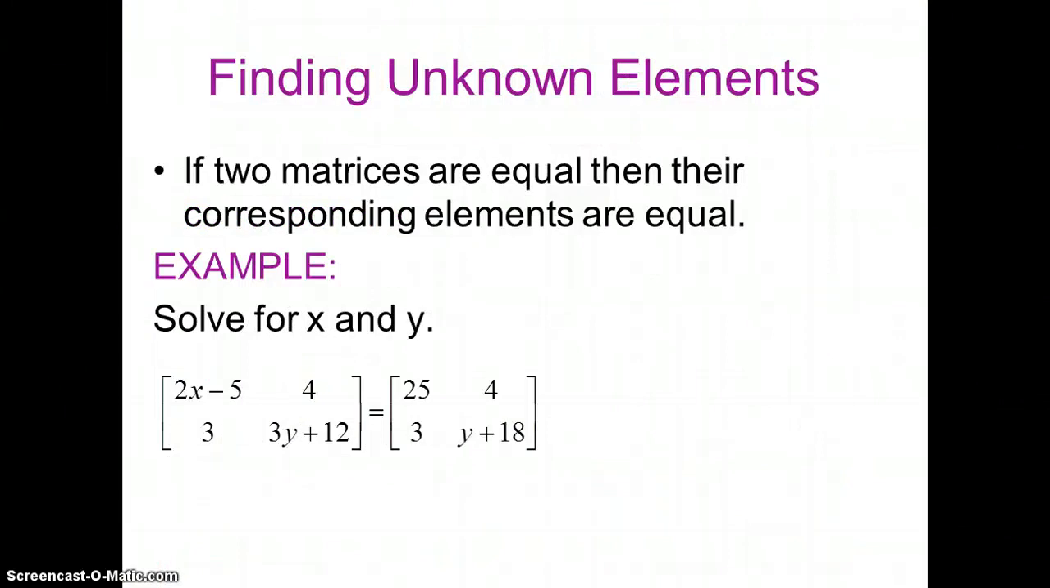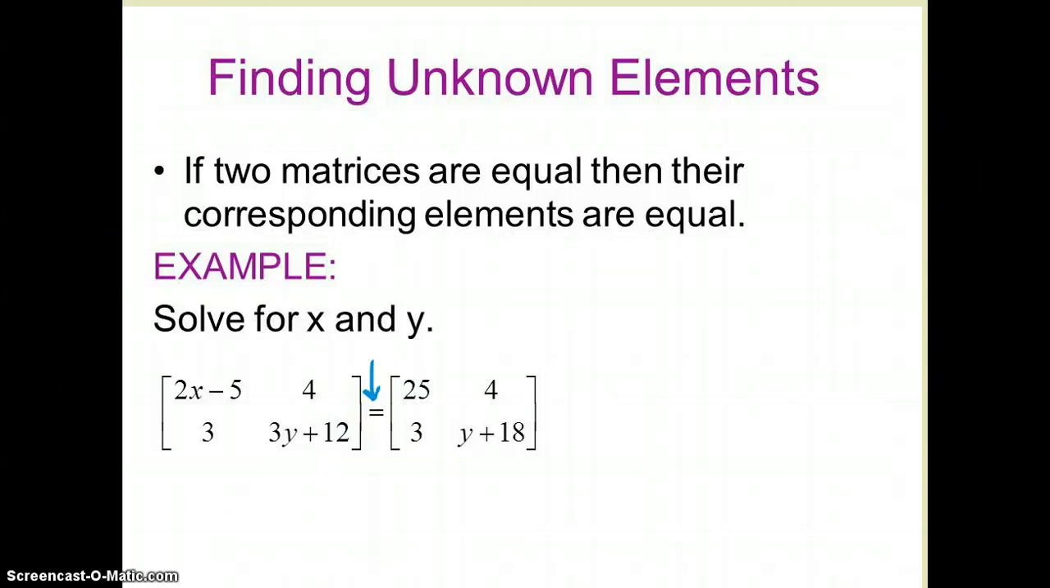Okay. Finally, we're going to take a look at finding missing elements, or finding variables within elements. We do that when we have two matrices that are equal to each other by noting that when matrices are equal, their corresponding elements must be equal. So whatever is in row 1, column 1 in the first matrix has to be equal to row 1, column 1 in the second matrix. That's what makes matrices equal.